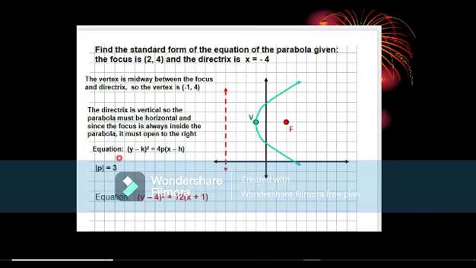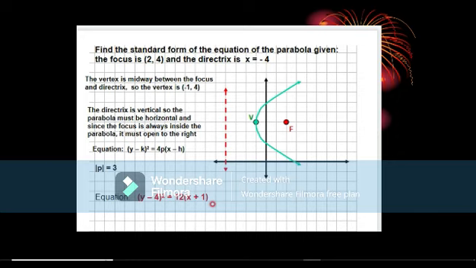So, the standard formula of the parabola with vertex h, k and opens to the right is y minus k quantity squared is equal to 4p times x minus h. The absolute value of p is equal to 3. Now, the equation is y minus 4 quantity squared is equal to 12 times x plus 1.